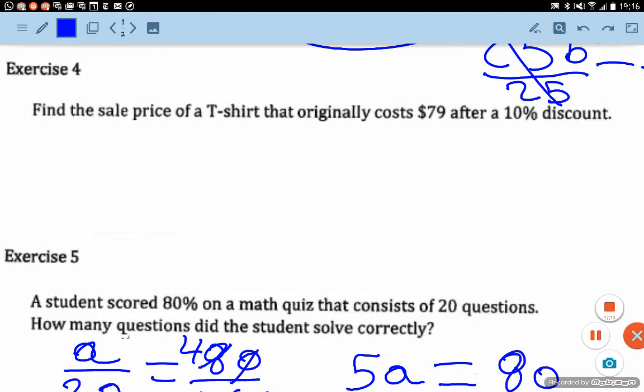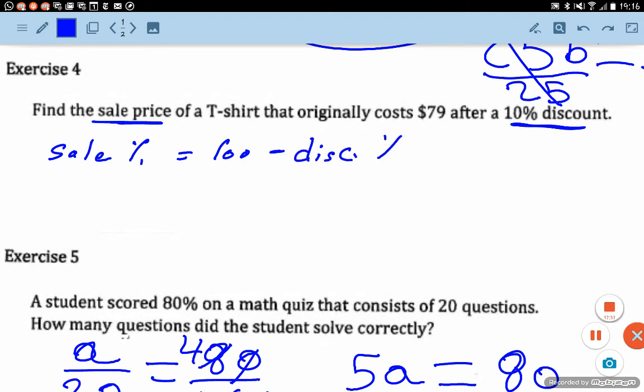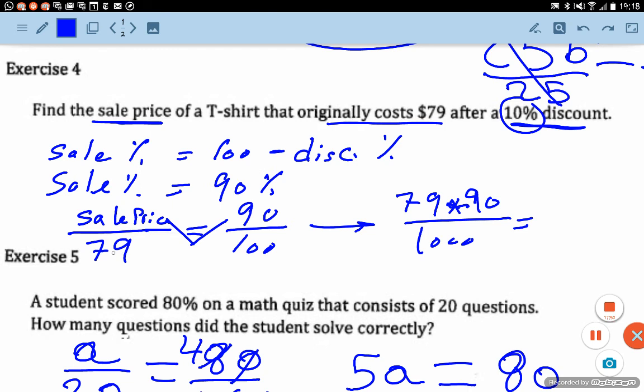Exercise number 4 is asking about the sale price. If I need the sale price and they give me the discount, the sale percent equals 100 minus the discount percent. Here in our problem, what is the sale percent? The sale percent is 90. Why 90? Because the discount was 10%. Am I right? Yep. Sale price divided by original price equals 90%.